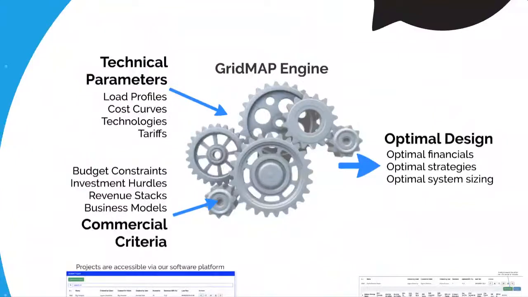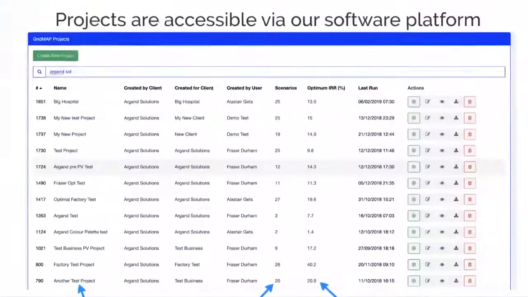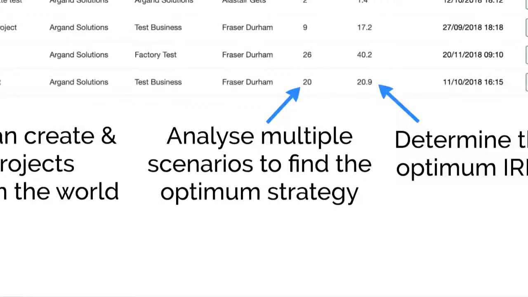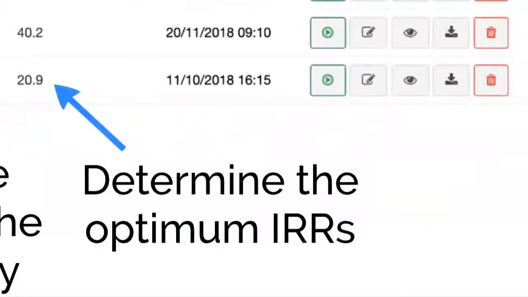Well, the GridMAP engine takes in all of the technical parameters that you're looking at and all of your client's commercial criteria, and then determines what it thinks the optimal design should be based on financial targets and climate targets. All of the projects are accessible via our software platform. And for each of these, you can create and share those projects anywhere in the world. Each of those projects will understand and analyze all of the different scenarios that are available, and within those will help you to determine the optimum internal rates of return.